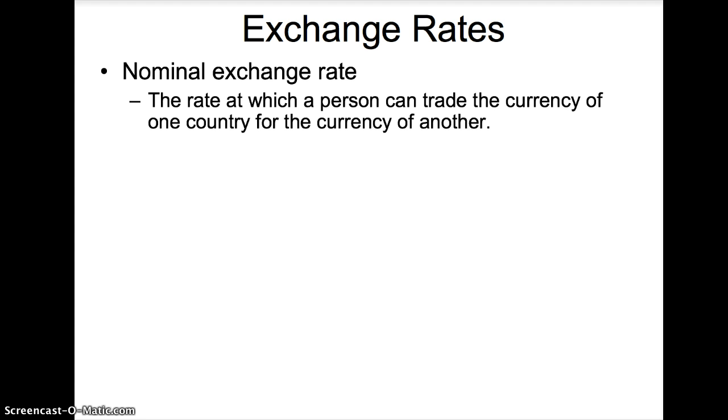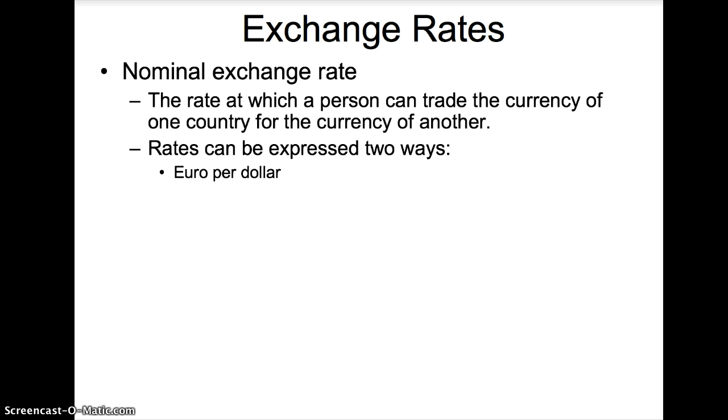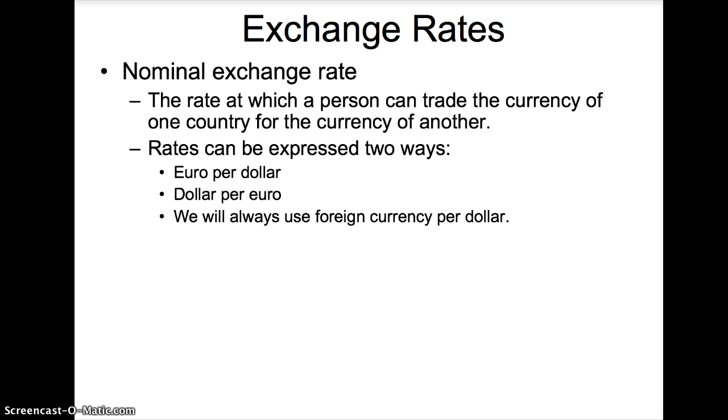Let's turn our attention to exchange rates. The nominal exchange rate is the rate at which a person can trade the currency of one country for the currency of another. Rates can be expressed in two ways: euro per dollar or dollar per euro. We will always use foreign currency per dollar.